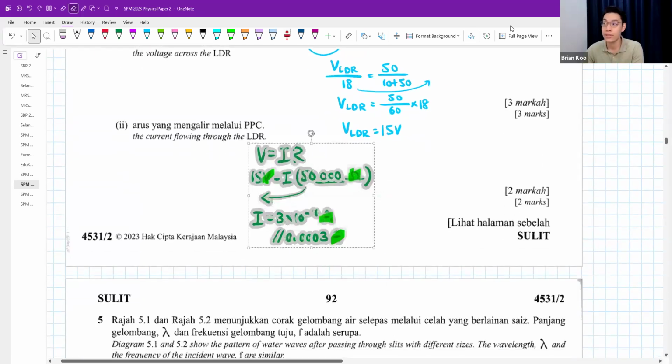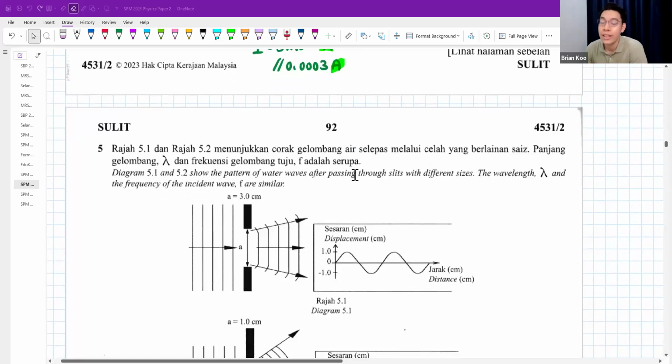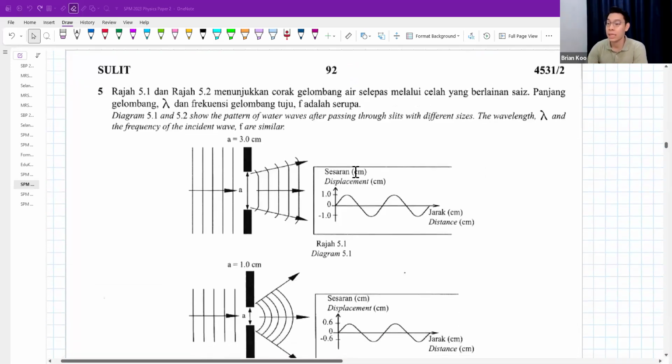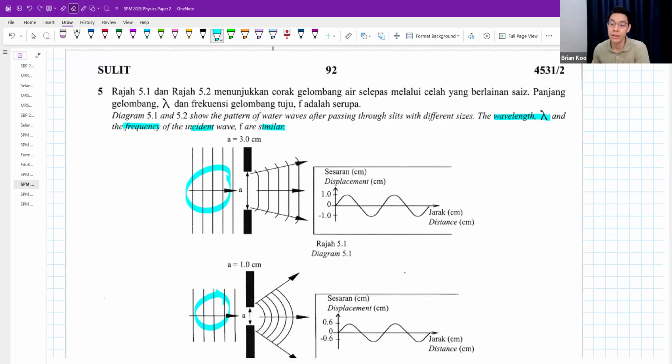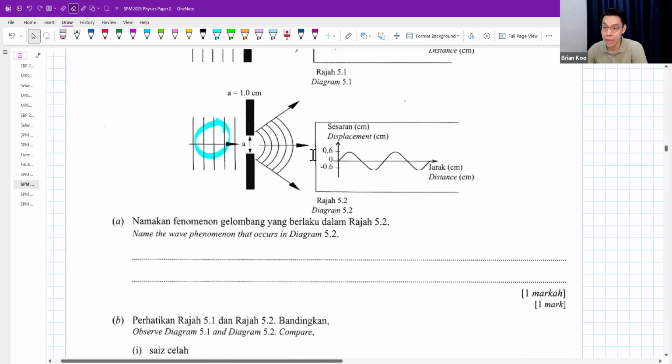Right, that is question 5. The diagram 5.1 and 5.2 shows pattern of water waves after passing through slits with different size. The wavelength and frequency of the incident wave are similar. The incident wave, that means the wave before it enters the slit, is similar. What is the name of the wave phenomenon?